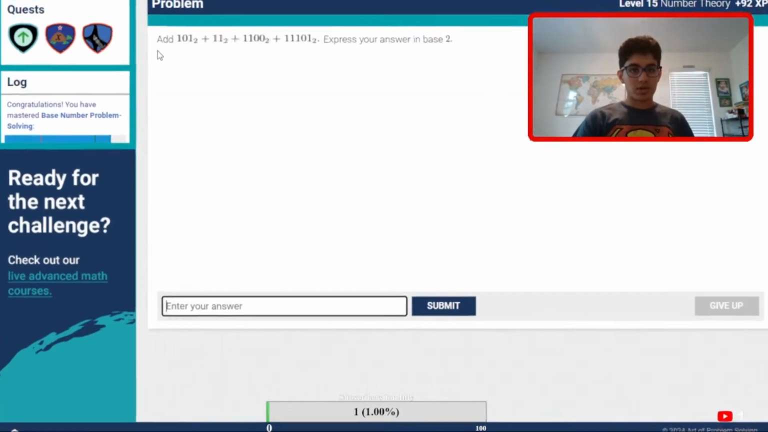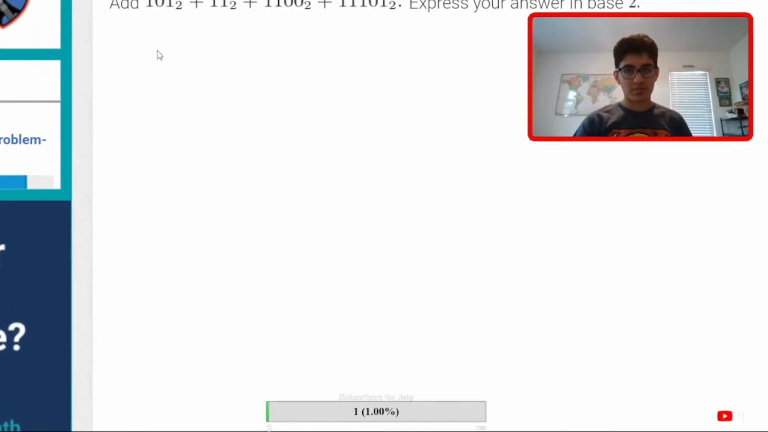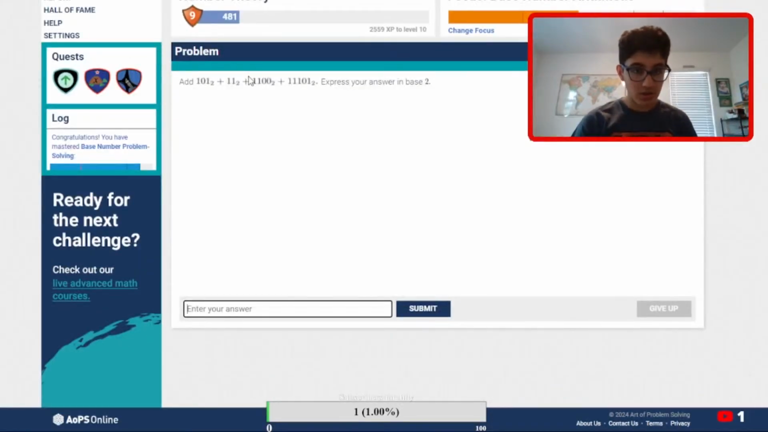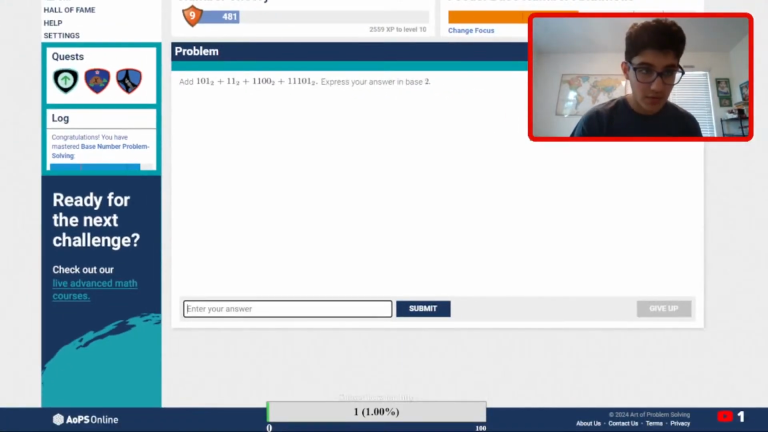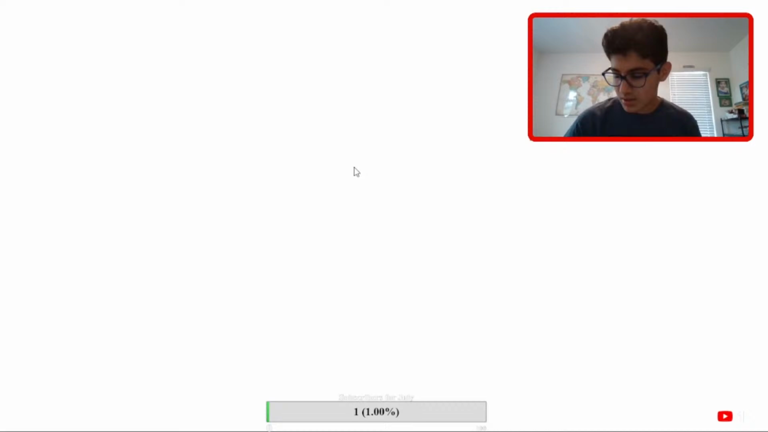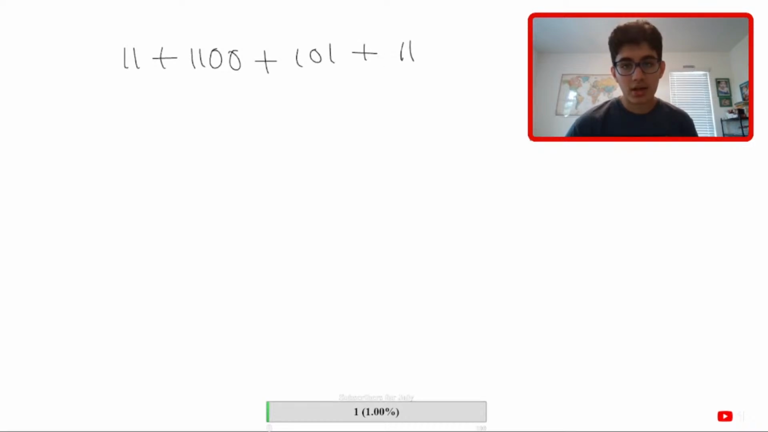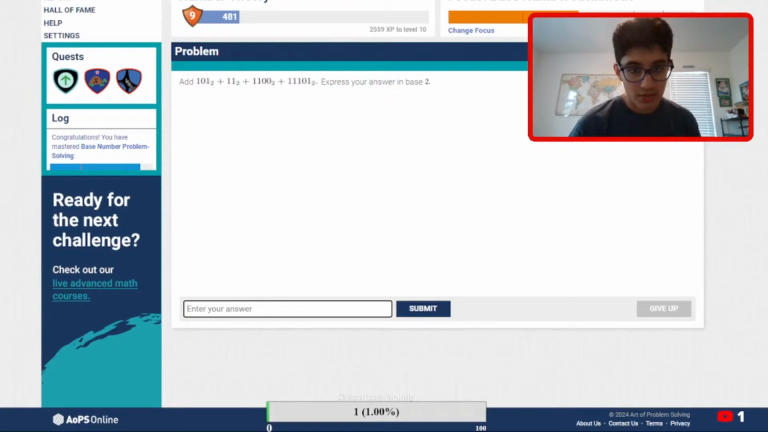Base number arithmetic. Add each of these up. Express your answer in base 2. Okay, it's 11, 1100, 101, and 11, 101. So let's see if I got those all. 11, 1100, 101, and 11, 101. Right?